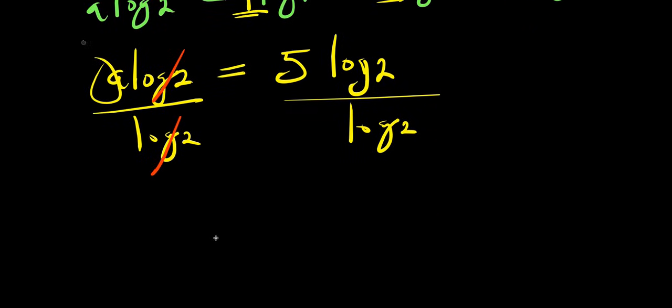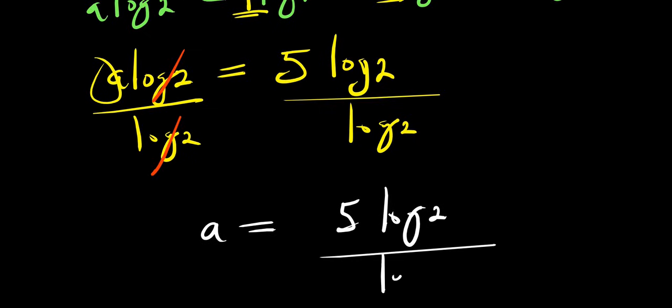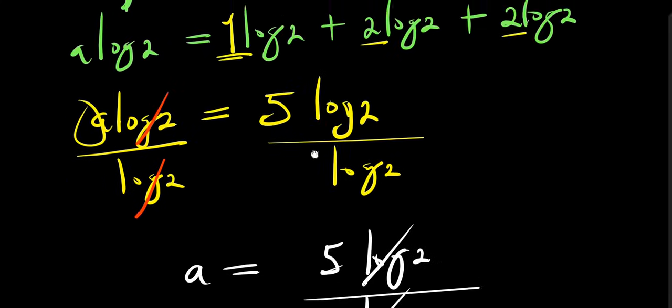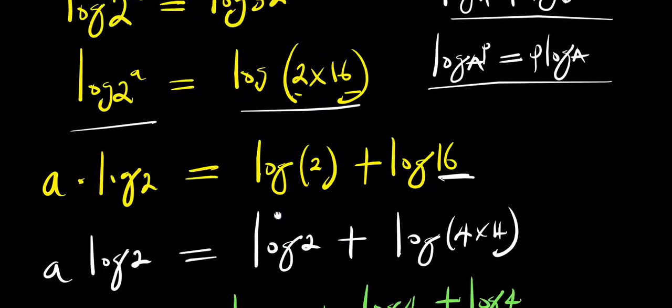I will simply have a equals 5 times log 2 divided by log 2. So this cancels this, and that means my a equals 5. Now that is it. That is what we have actually solving this.